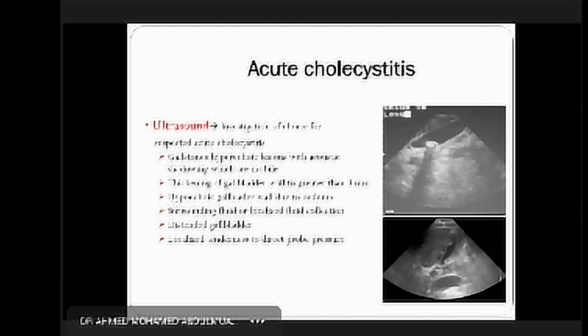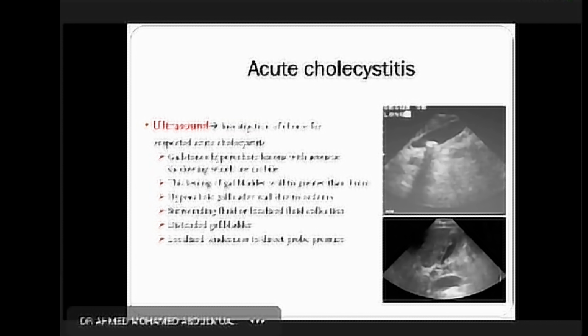On ultrasound, you can see the gallstones as echogenic structures, with posterior shadowing below the stones, easily seen. You can judge the size of the gallbladder wall and whether it's thickened or not. If it is more than 3 mm, that means thickening of the gallbladder wall. And any surrounding localized fluid collection can be easily seen on ultrasound.